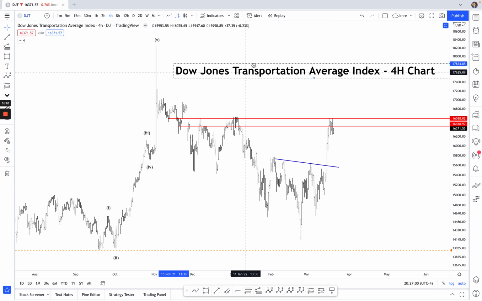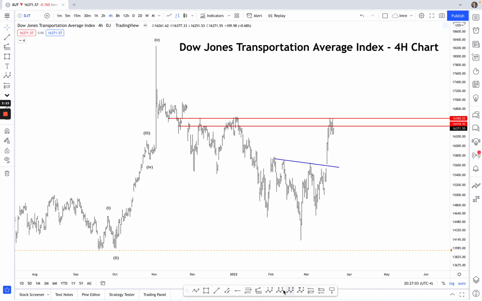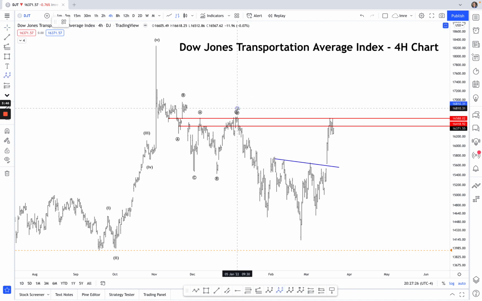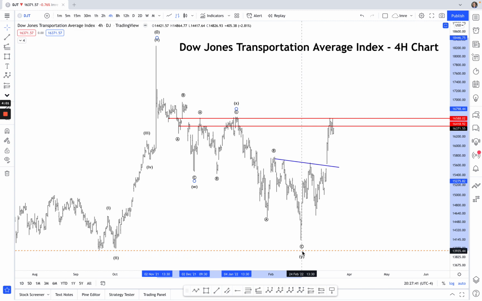So we're going to label this corrective decline as a double zigzag. So a double zigzag is simply 2 ABC zigzags chained together. So that looks like this. A, B, C for zigzag number 1. And then there's going to be an X wave. In this case, it is a flat correction that chains the 2 zigzags together. So A, B, C for the flat. And then we have A, B, C for the second zigzag. And all together, that comes out to look like a WXY in terms of the Elliott wave labeling. So double zigzag, all right?